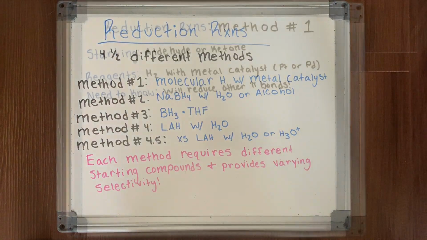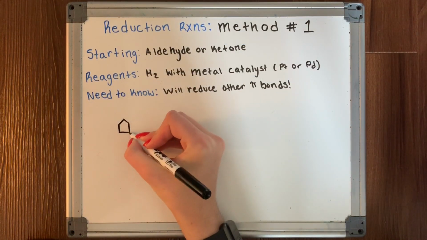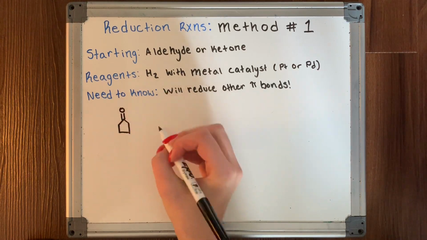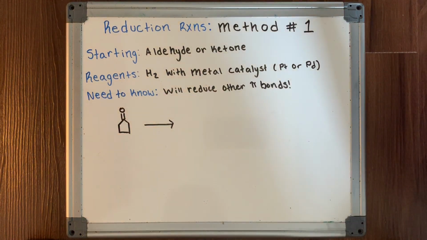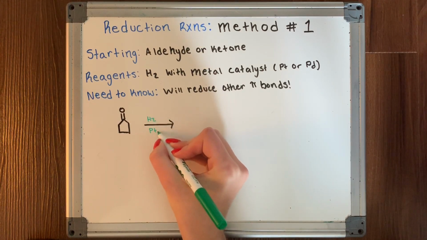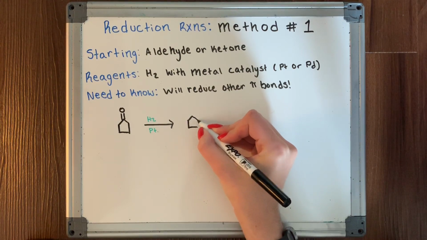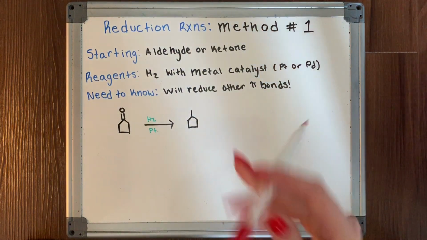Method number 1, you start with either an aldehyde or a ketone, and the reagent is molecular hydrogen with a metal catalyst. The need to know of this method is that it will reduce other pi bonds, so other alkenes or alkynes present in the starting compound will also be reduced all the way down.